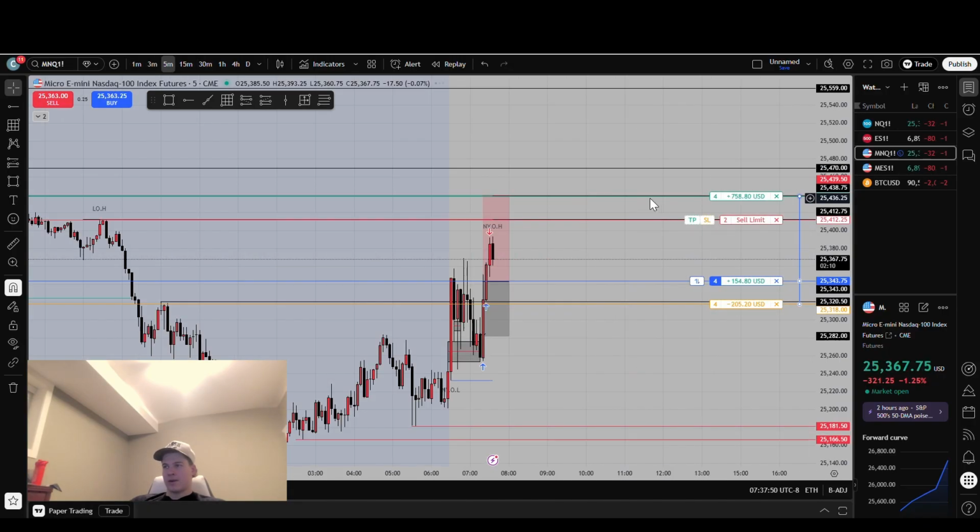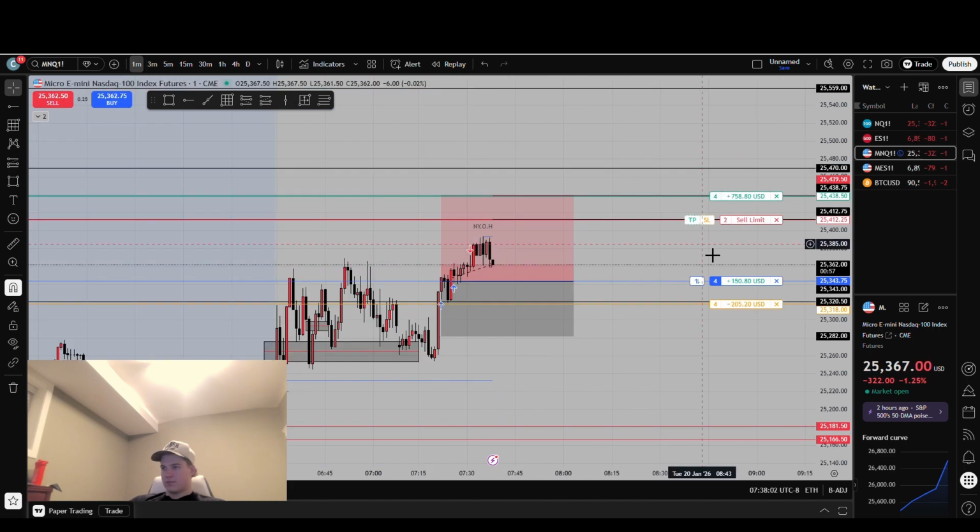And we're just getting a 5-minute retrace right now. Still no break of structure to the downside though.